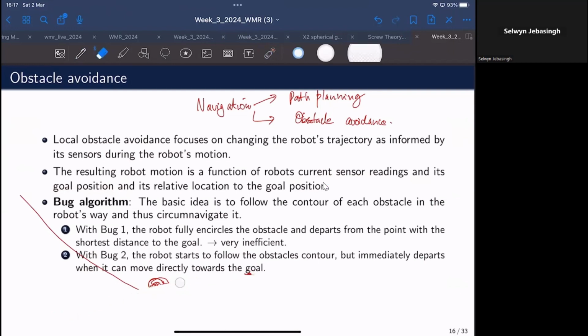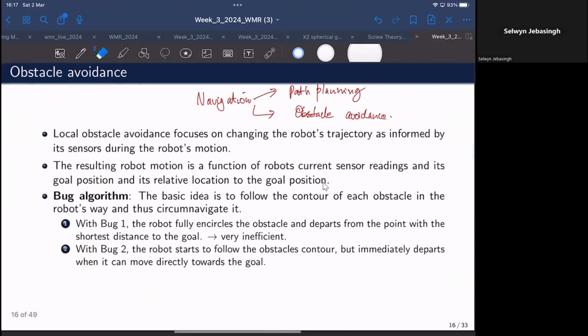Okay, so there are two main algorithms that employ path planning. These are called bug algorithms, and as you can see, there are two kinds of bug algorithms. The basic idea is that the robot will follow the contour of the obstacle in its way and thus circumnavigate it. For example, if this is the start point and this is the goal position, this is what the robot has already planned. It has to take this path.